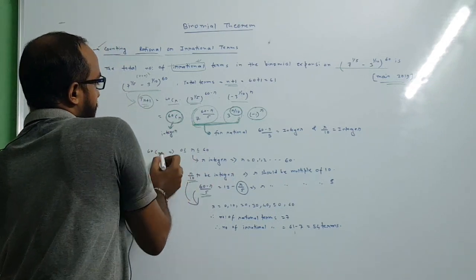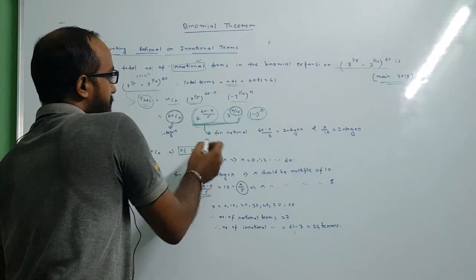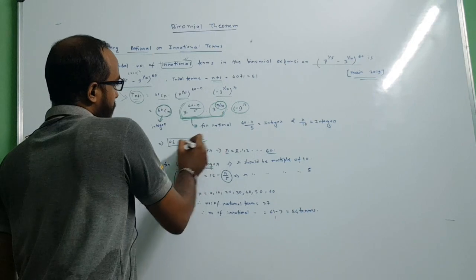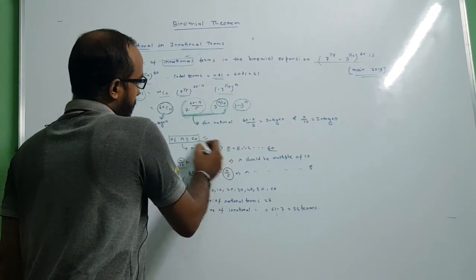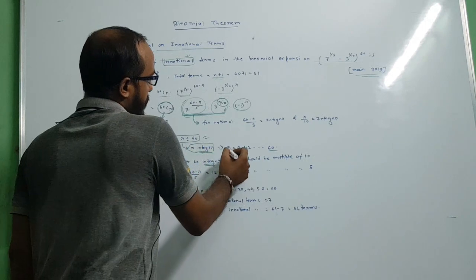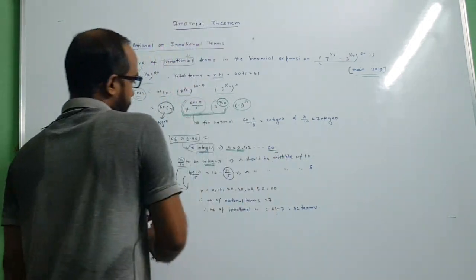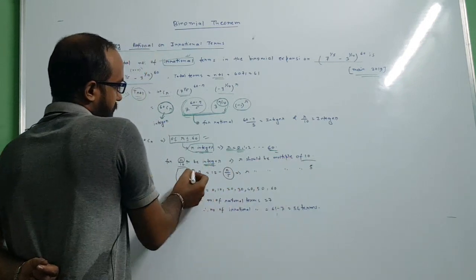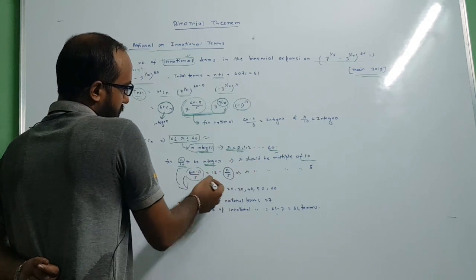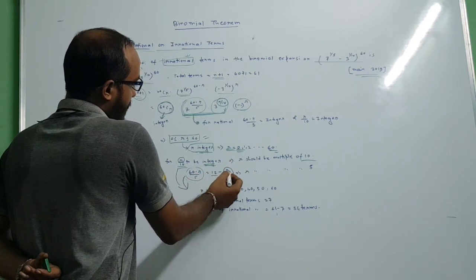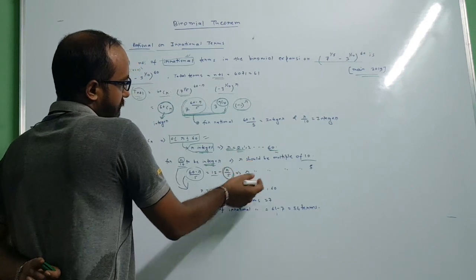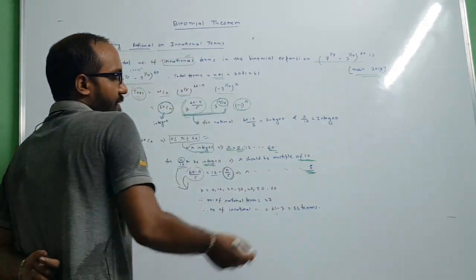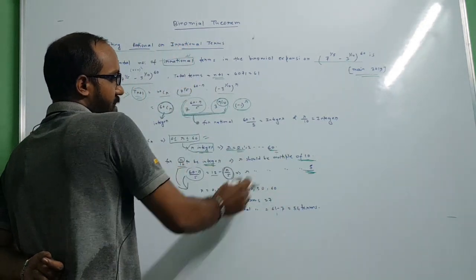Now see here 60Cr, that means the range of r is 0 to 60. So r can take value from 0 to 60. So r is an integer, right? So in order to make r by 10 an integer, r should be a multiple of 10, and in order to make this thing an integer, you can divide 60 by 5, that is 12 minus r by 5. So r by 5 to be an integer, r should be a multiple of 5. See, r should be a multiple of 10 and r should be a multiple of 5. So you have to take the common thing, that is r should be a multiple of 10.